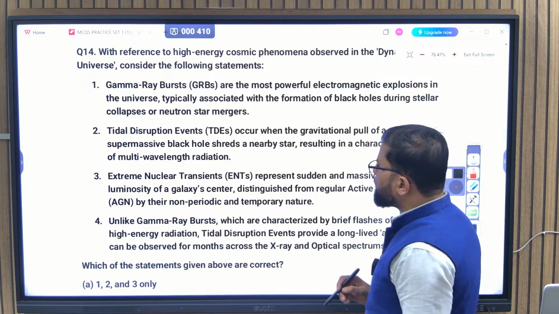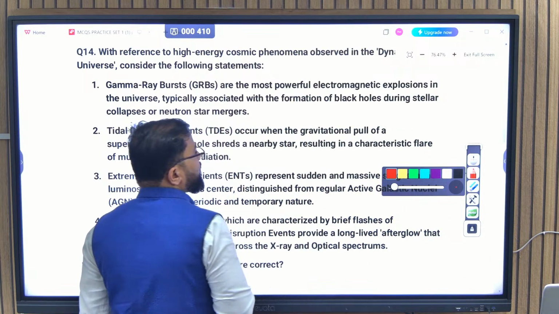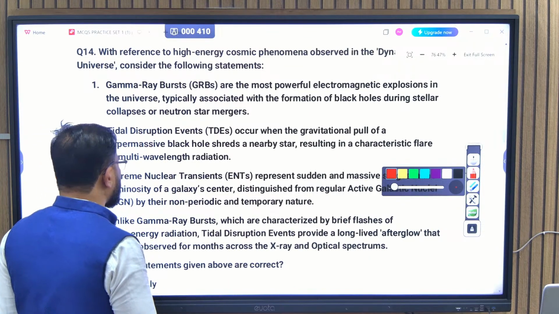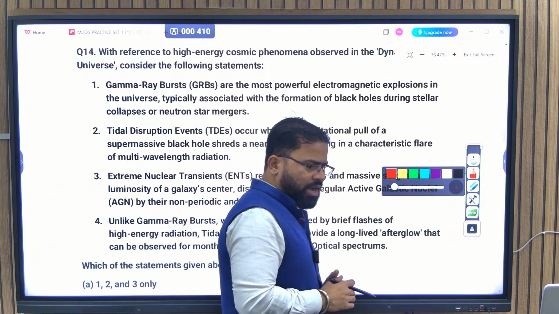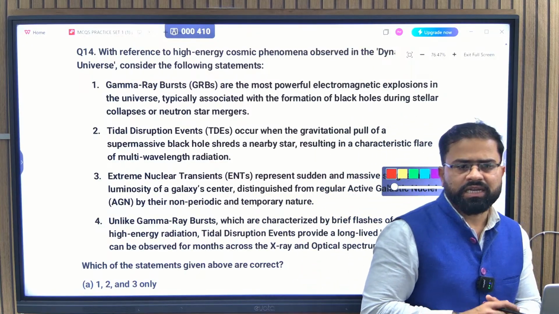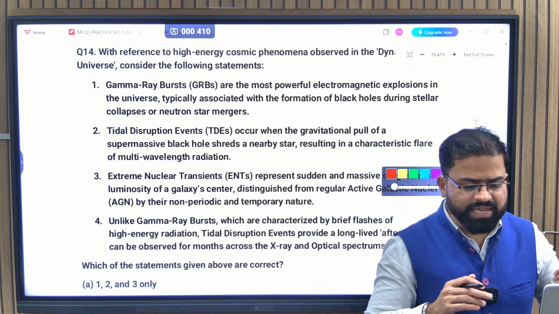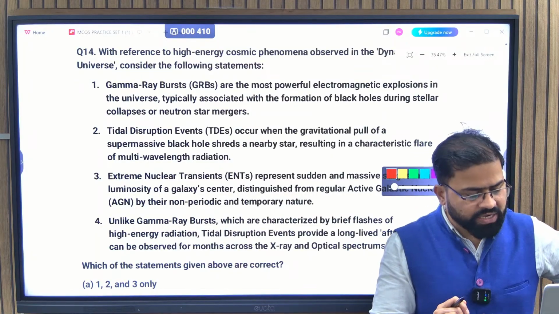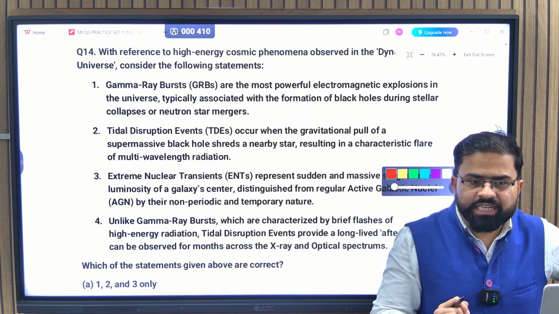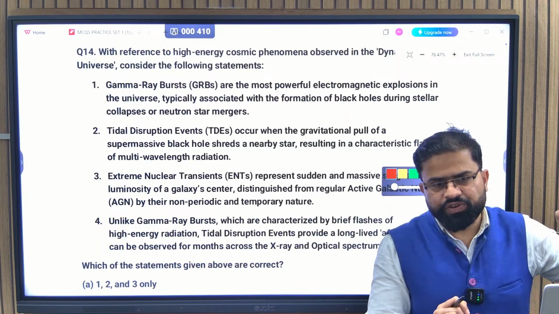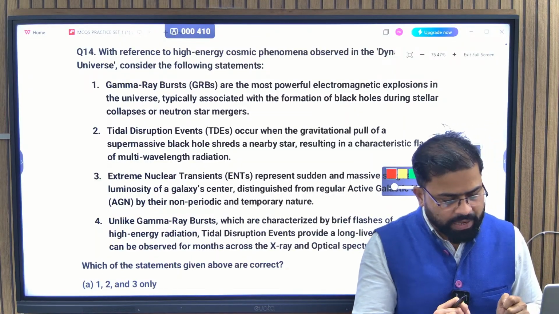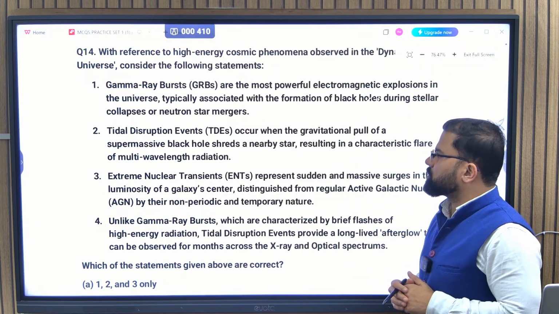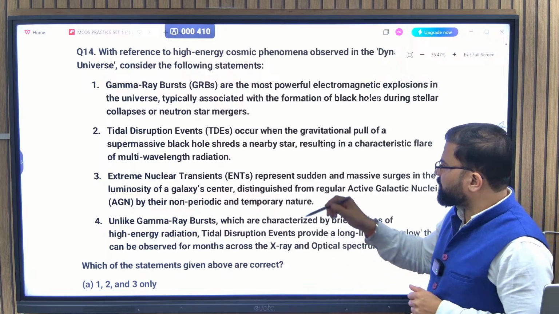Gamma ray bursts are the most powerful electromagnetic explosions in the universe, typically associated with the formation of black holes during a stellar collapse or neutron star merger. We have discussed this when I was discussing black holes: in electromagnetic radiation, if you go towards X-ray and gamma ray, they have higher frequency, and because of that, higher energy. So obviously X-rays and gamma rays will be released into the universe whenever there is a highly energetic process, for example black hole formation or merging of neutron stars. So this statement is correct.